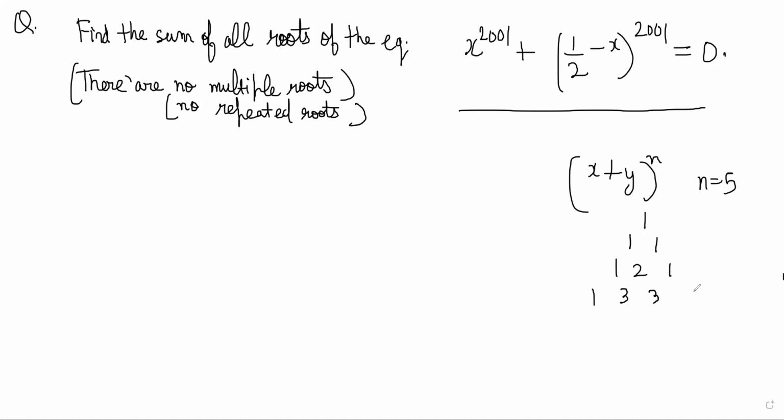1 3 3 1. This is for n is equal to 3. n is equal to 4 will be 1 4 6 4 1. n equal to 5 will be 1 5 10 10 5 1. These are the coefficients of (x+y)^5.